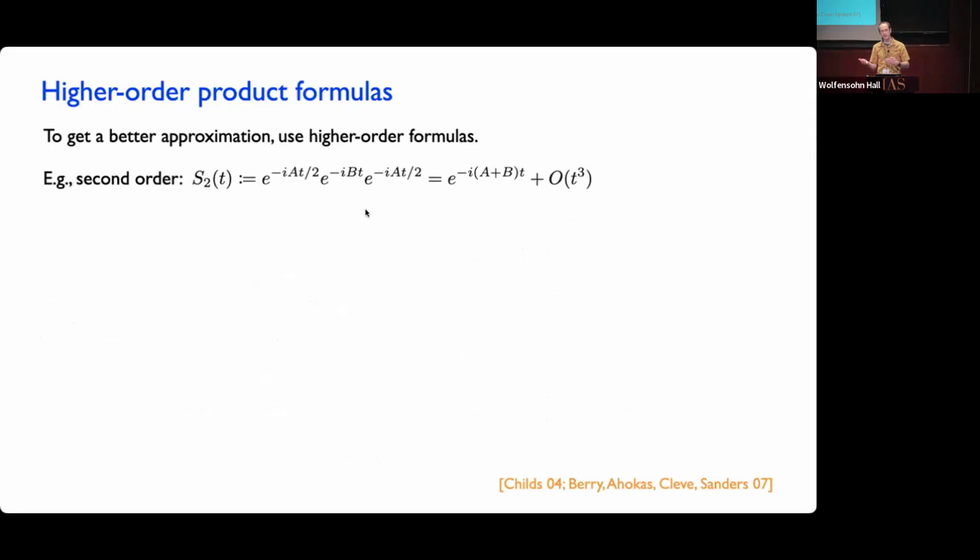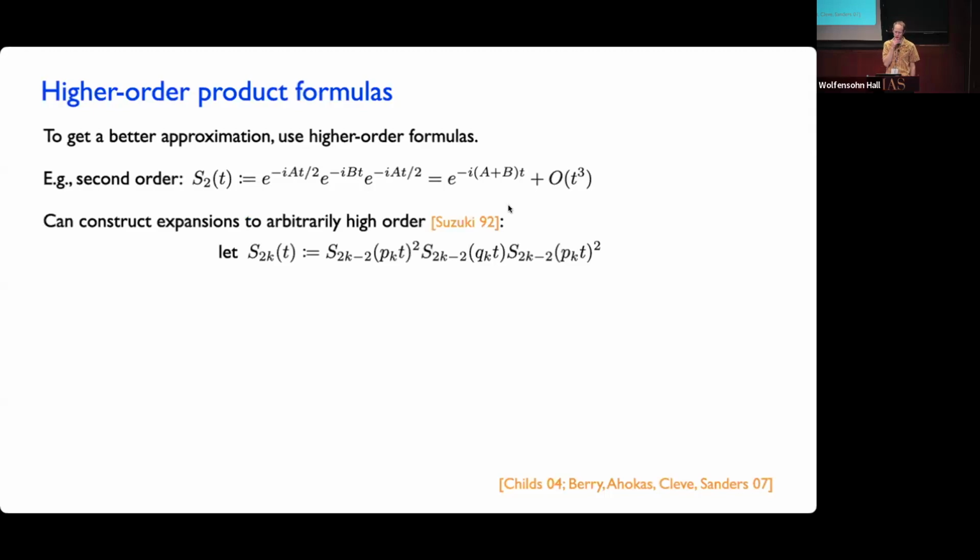Instead of just evolving according to A and then evolving according to B, we evolve according to A for time t over 2, then B for time t, and then A for time t over 2. And this, it turns out, is going to get us one more order. And Suzuki actually constructed expansions to arbitrarily high order. The construction looks something like this.